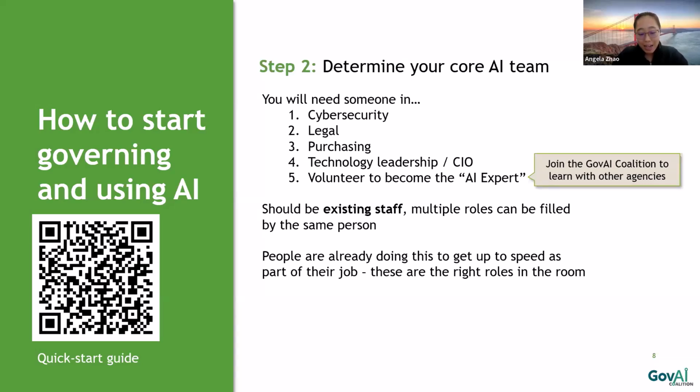Please keep in mind that multiple roles can be filled by the same person and that these roles can be filled entirely by existing staff. So for example, you might have someone from the cybersecurity team fill the cybersecurity role, the technology leadership role, as well as the AI expert role. The quick start guide includes several steps for becoming the AI expert. This mostly means getting up to speed with what AI is, becoming familiar with the tools, participating in the adoption committee to learn with other agencies across the country, and participating with the use cases committee.